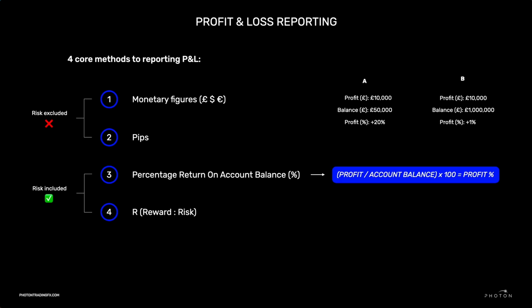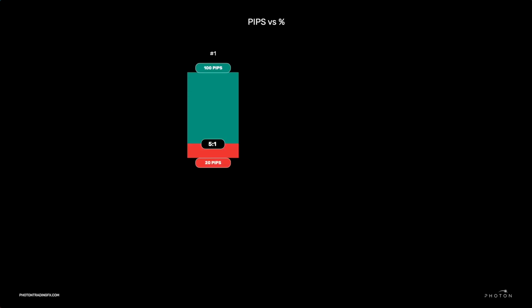Now, the second core method that you'll often see newbie traders or those scammers use to refer to their profits in is just pips. But let's take a more visual example to see how this is just as pointless and misleading, really. So let's say that you take two trades. In the first trade, you have a 20 pip stop loss and you have a 100 pip profit target.